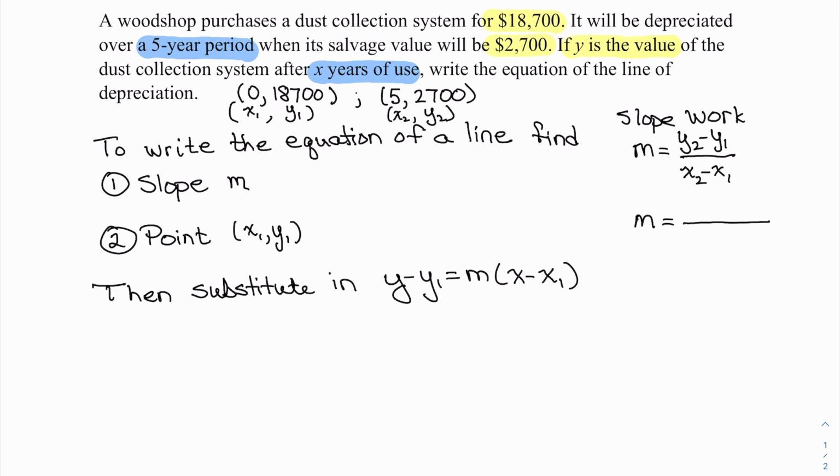And then here we are going to go to where we've marked our coordinates and plug them in. So y sub 2 is our $2,700. So that's 2,700, and then minus, from the slope formula, y sub 1, which is our 18,700, and then in the denominator, our x sub 2 is 5 minus our x sub 1, which is 0.